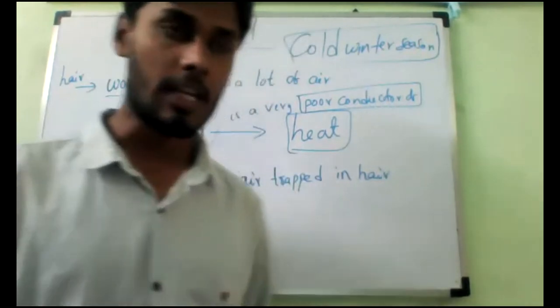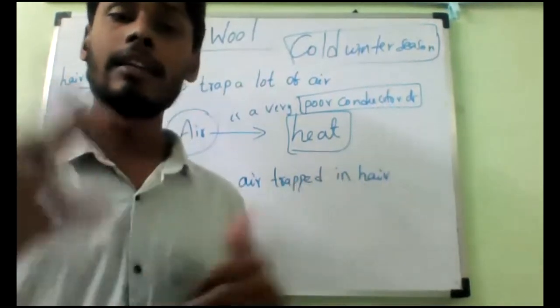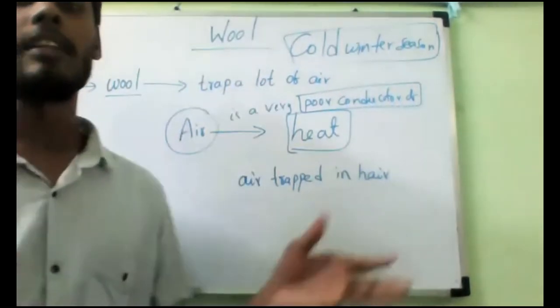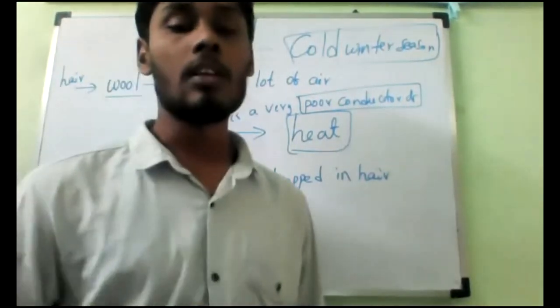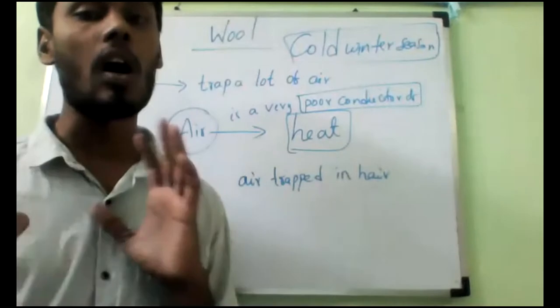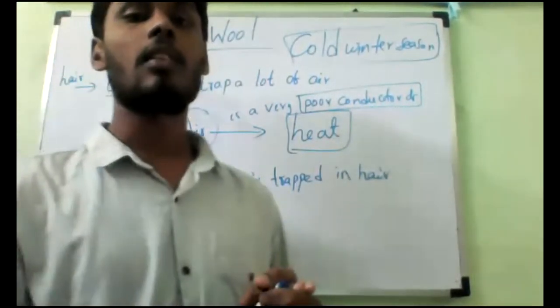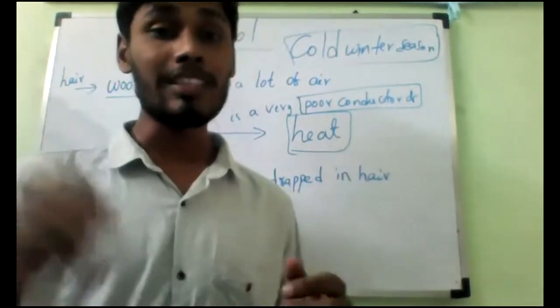in the winter season. Understand? So this air is trapped in the hair. It does not allow the body temperature to go outside, and the coldness outside cannot go inside, so there is no exchange. The air will not allow the heat to be lost to cold surroundings and keeps them warm in winter season.